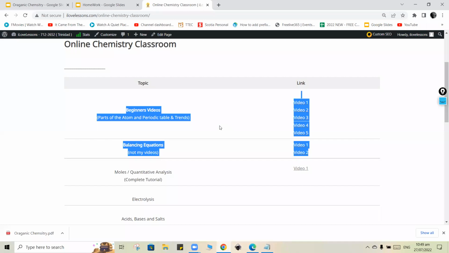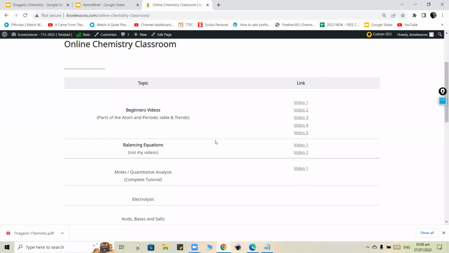Everyone clear on what the homework is, right? Once you are clear on what the homework is, you are free to leave.